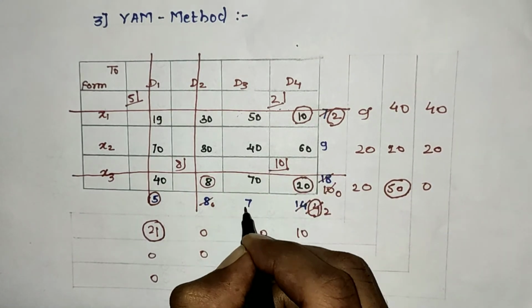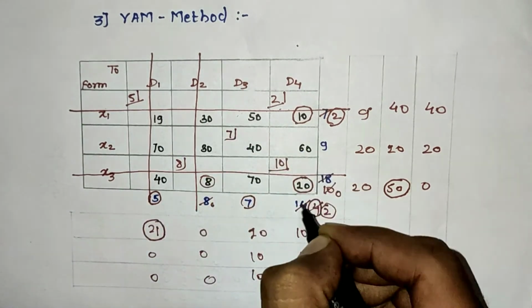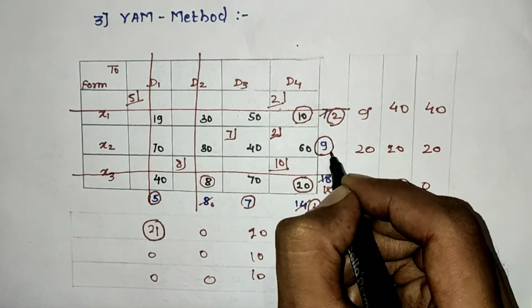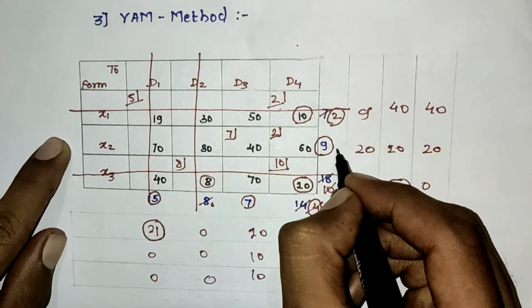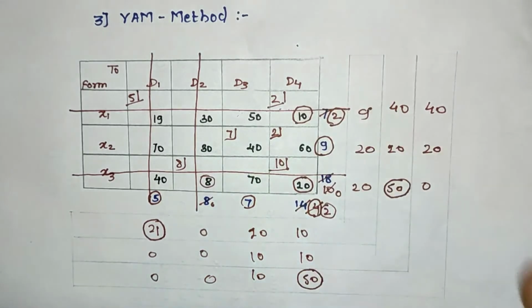Now supply the number of units which remain. So here 7 to this and 2 to this. Now check that supplier 2 can supply only 9 units, and he can supply to destination 3 and destination 4. So this is how we complete the Vogel's method.